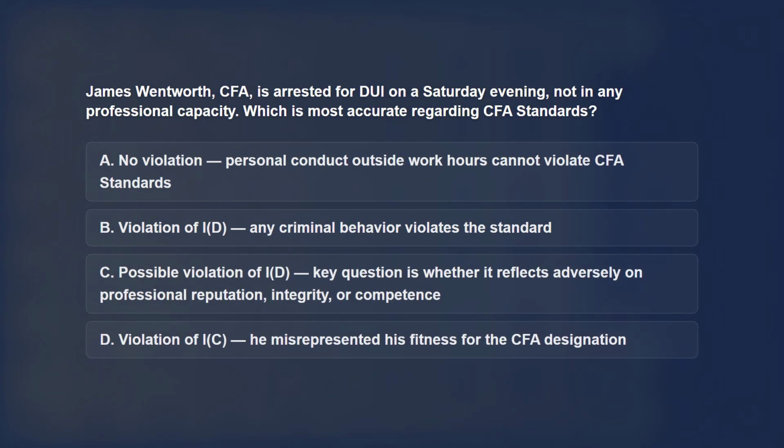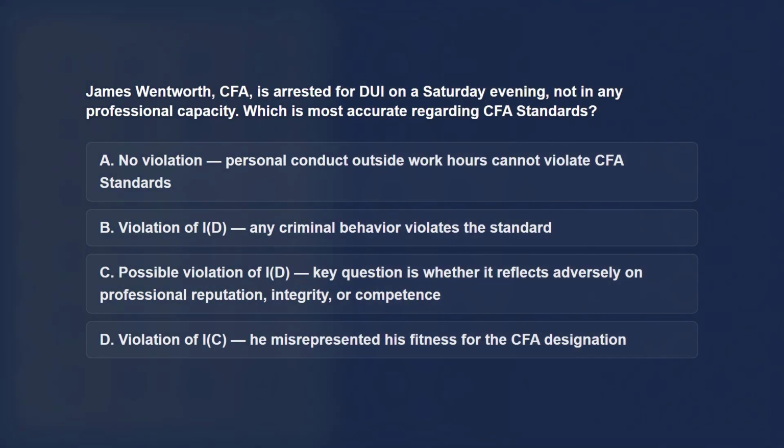Exam question 3. The personal conduct question. James Wentworth, CFA, is arrested for driving under the influence of alcohol on a Saturday evening. He was not operating in any professional capacity at the time. Which of the following is most accurate?